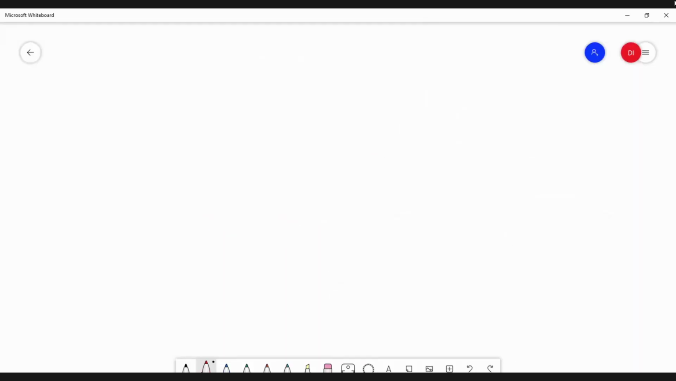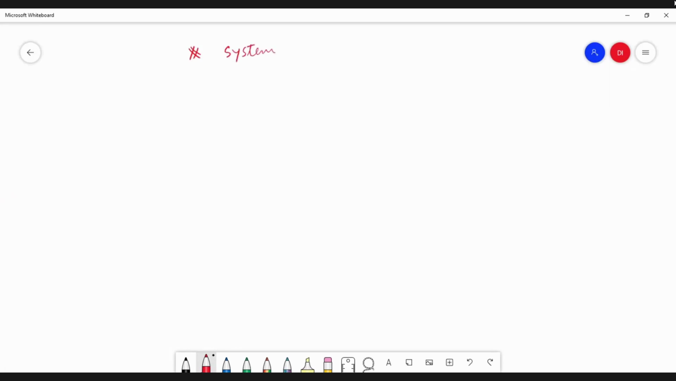Then another thing we need to know: the system transfer function. What is the system transfer function? Can anyone tell me? Are you familiar with the system transfer function? Earlier we calculated the gain. What is gain?